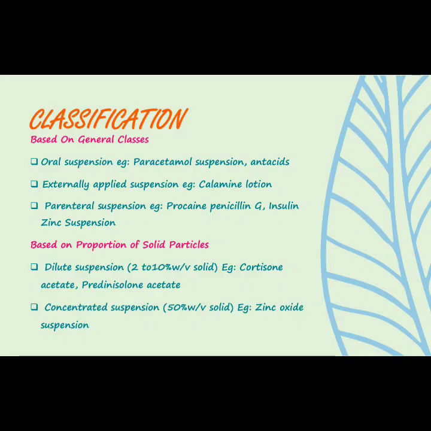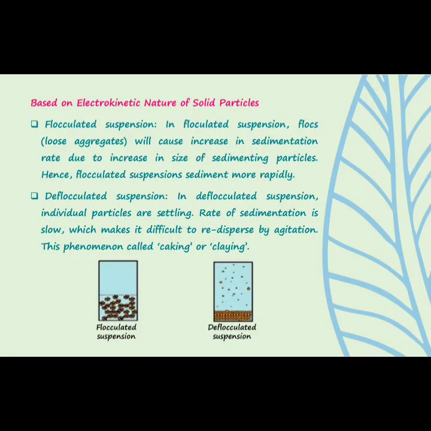Coming to the classification based on proportion of solid particles, the suspensions are of two types: dilute suspensions consisting of 2 to 10% weight by volume solid, example cortisone acetate, prednisolone acetate; concentrated suspensions consisting of 50% weight by volume solid, example zinc oxide suspension. Based on electrokinetic nature of solid particles, the suspensions are of two types: flocculated suspension.